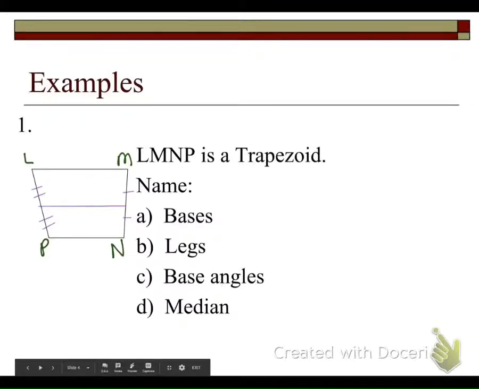Hopefully you had a chance to draw the parts that we added in. So it says name it. So we name this trapezoid. It's called a trapezoid. And then we name it by our letters. So L, M, N, P.